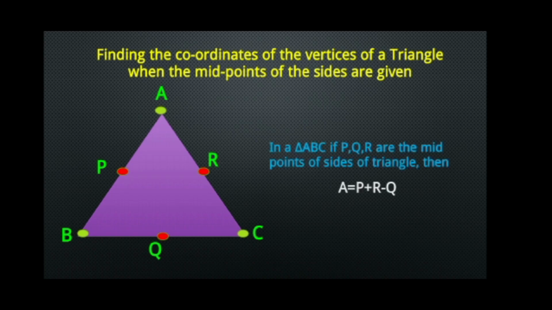For A, P and R are the midpoints of the adjacent sides and Q will be the midpoint of the opposite side. Therefore, A equals P plus R minus Q. Similarly, B equals P plus Q minus R and C equals R plus Q minus P.